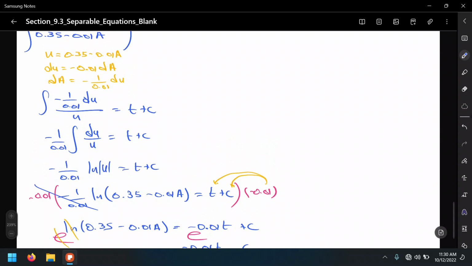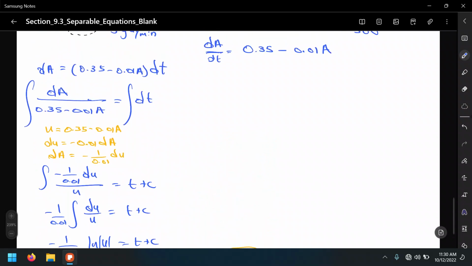Which is going to be 35. So I'm going to write down the solution to that part. That's going to be A equals 35 plus C e to the negative 0.01 t. So that's the general solution. And so for the general solution, now we need an initial condition to get that value of C.